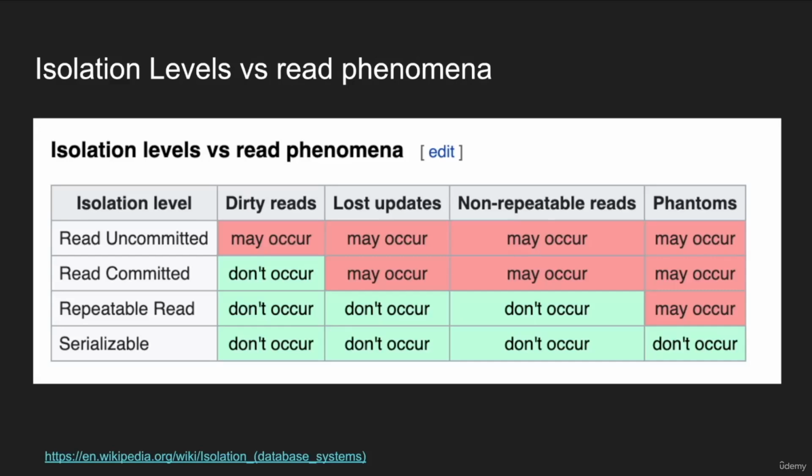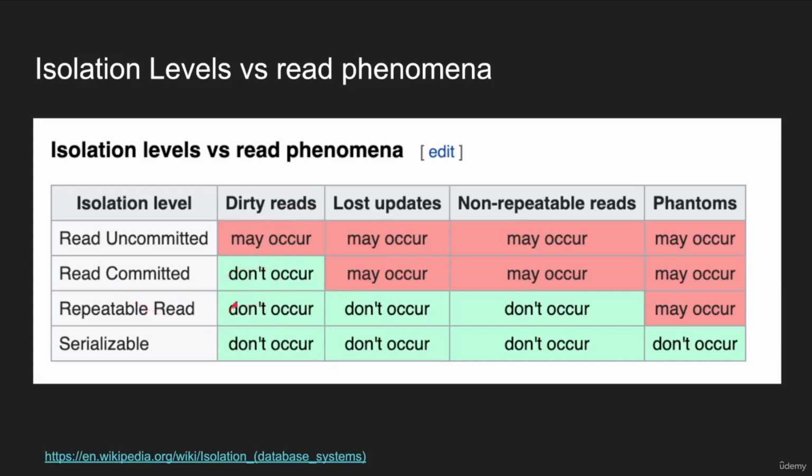I took this from Wikipedia. I like this table a lot. It doesn't have snapshot isolation, but if you look at this, you can see that with read uncommitted, everything may occur, with all the read phenomena occurring. With read committed, everything can happen except dirty read. You cannot get a dirty read because, hey, I'm reading committed stuff.